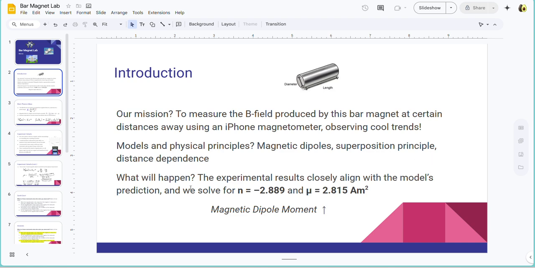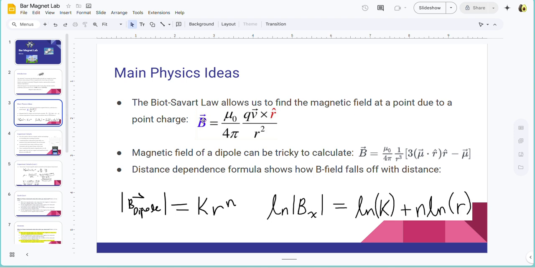What will happen is that the experimental results will closely align with the actual model's prediction, and we solve for n equals negative 2.889 and mu equals 2.815 amps times meter squared for the dipole moment of the magnet. Our ideas include the Biot-Savart law, which says that we can find the actual magnetic field at a point due to a point charge as follows here. And the B field of a dipole is really tricky to calculate because it's very complex with this formula here, with the dot product in the middle.